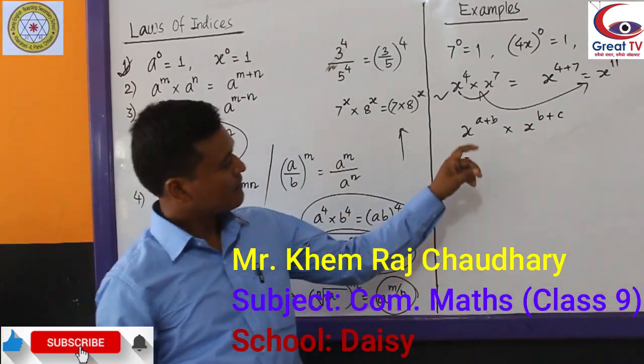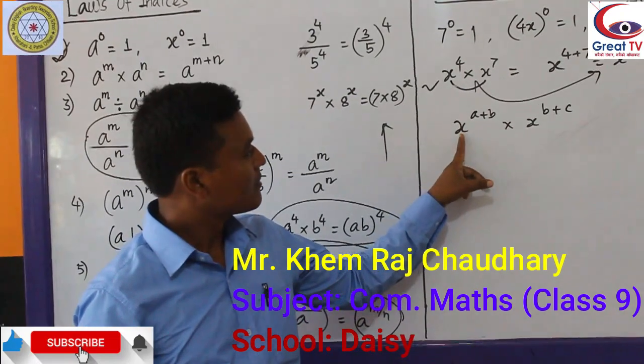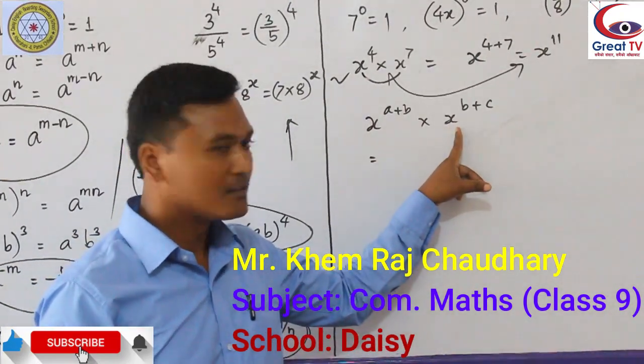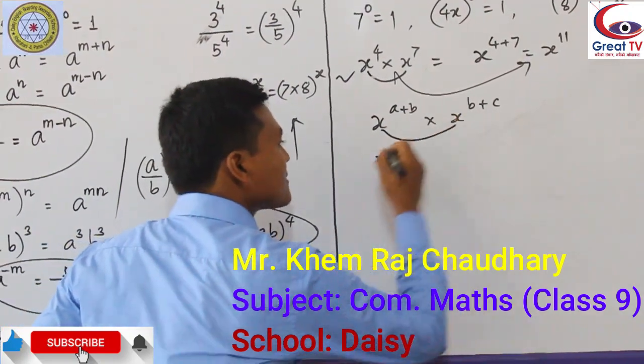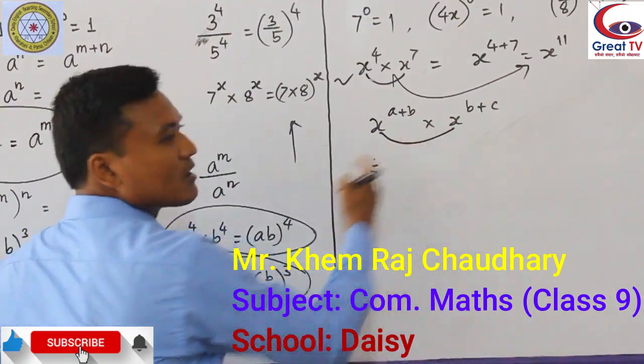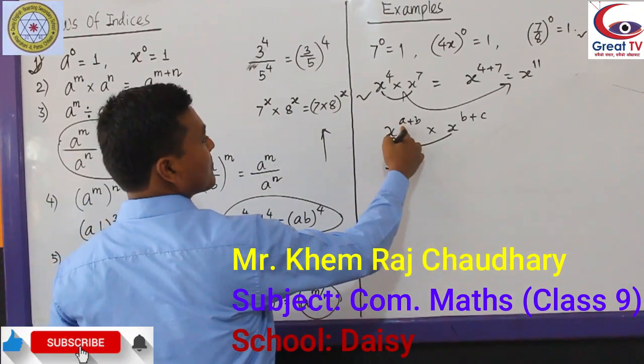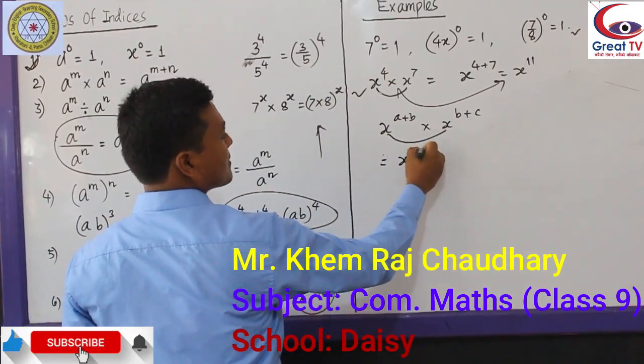Again to check, what is the base here? x to the power a plus b, or index. Similarly, the next base we have is x. Now, the bases are again the same. What is the relation? Multiplication. In multiplication, we add the powers. x same, a plus b.